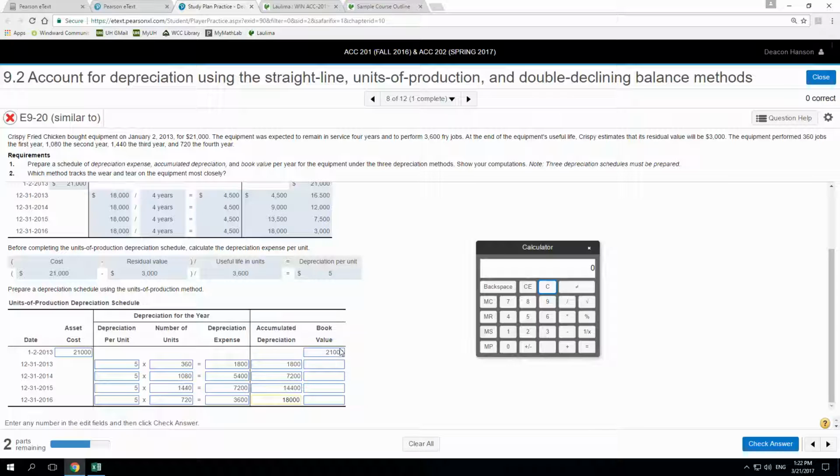Now, when we get the book value, remember, we're always going to take accumulated depreciation and subtract it from the cost. Always go back to the cost. So we're going to take 21,000 minus 1,800. Oops, hit the wrong function. I'm always going back to the 21,000. So 21,000 minus 7,200. We'll go 21,000 minus 14,400. And then finally, 21,000 minus 18,000 will give you the 3,000.